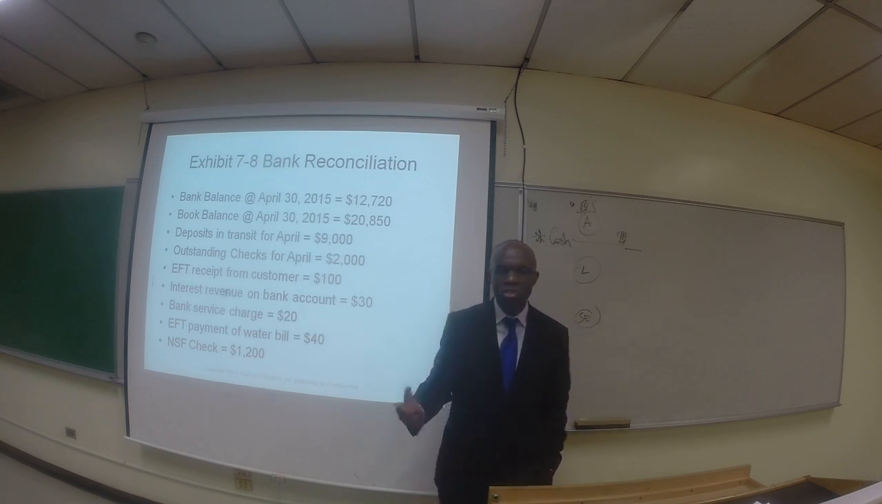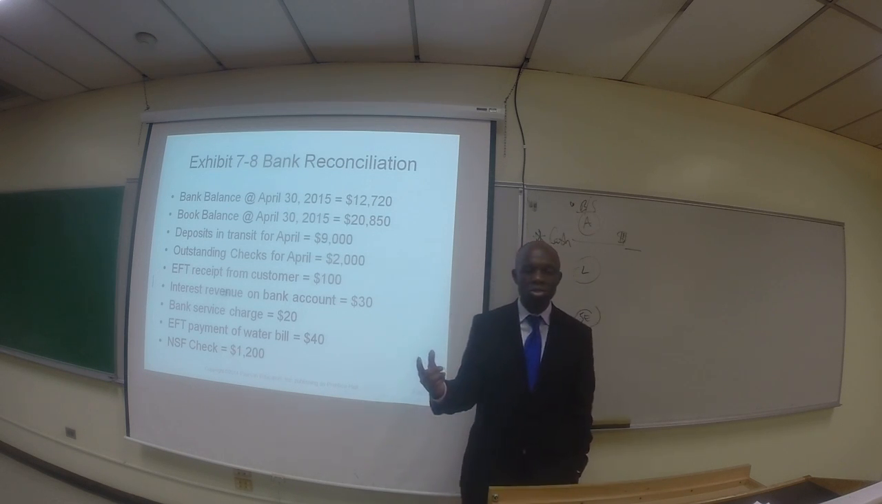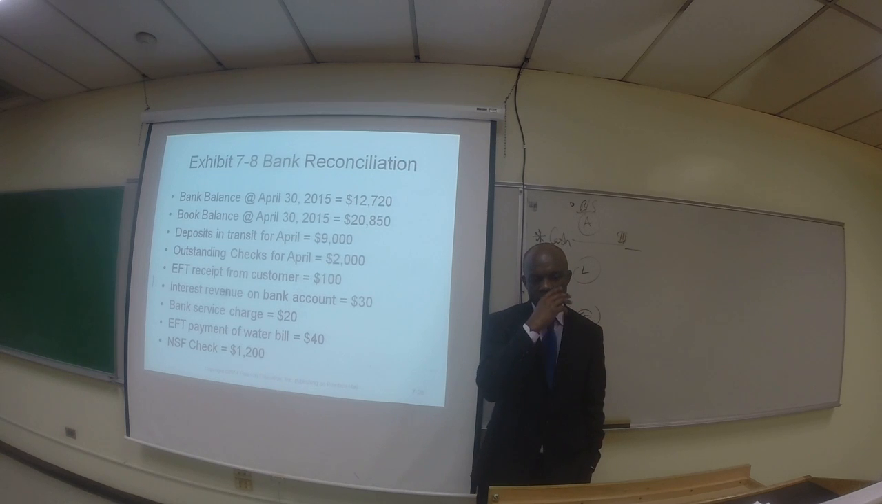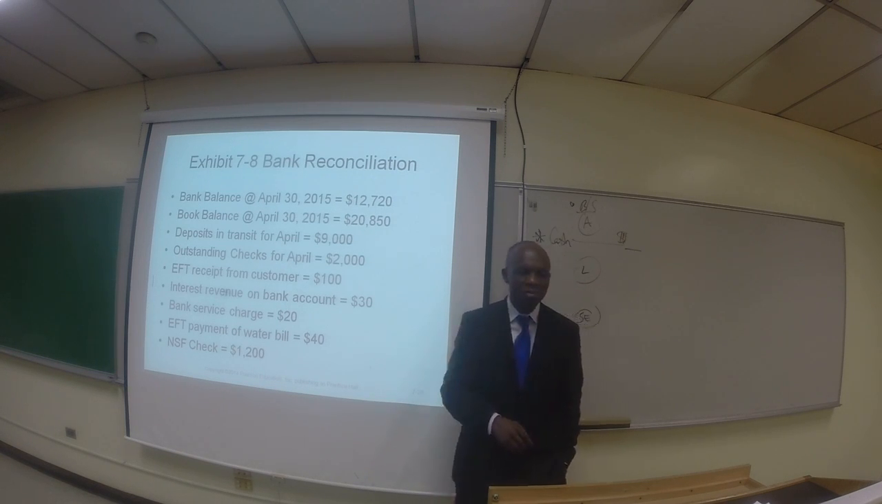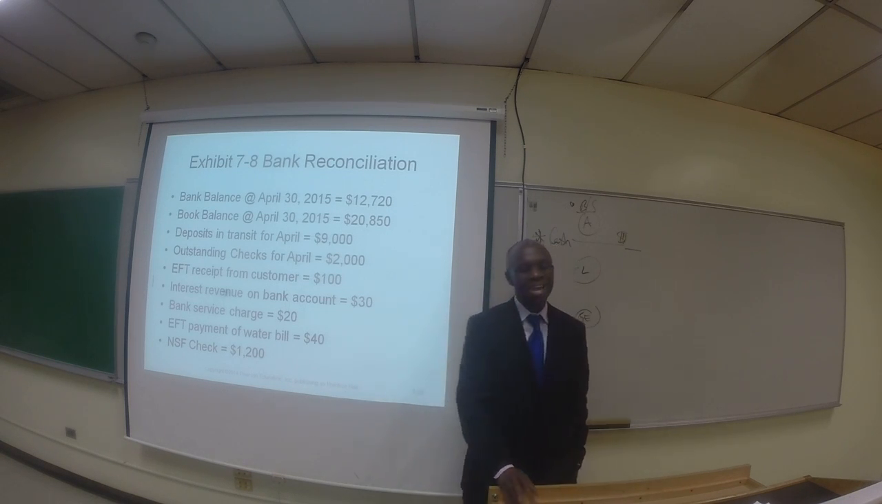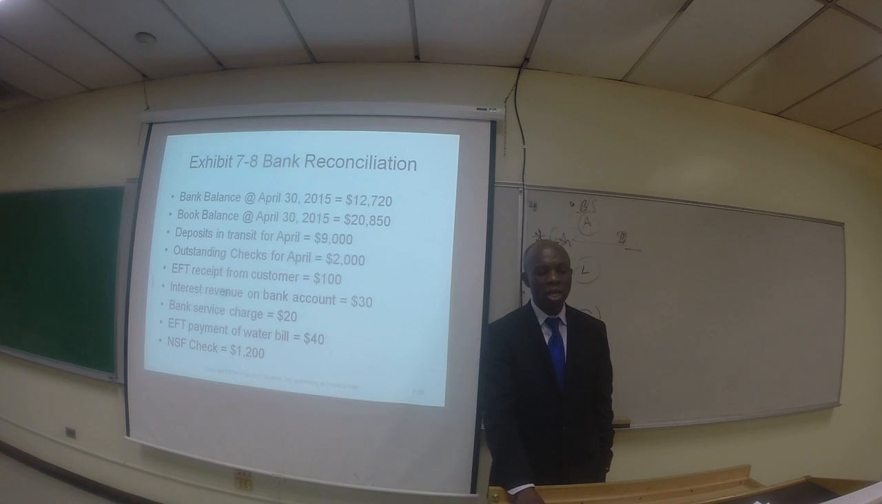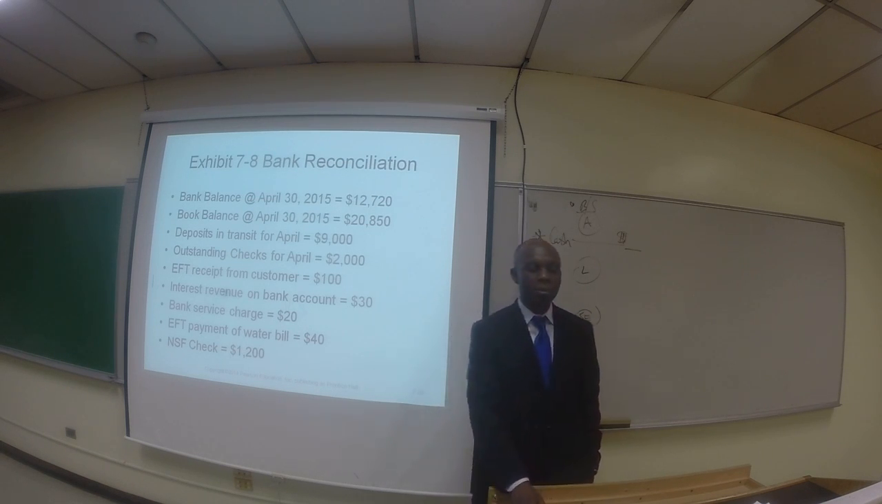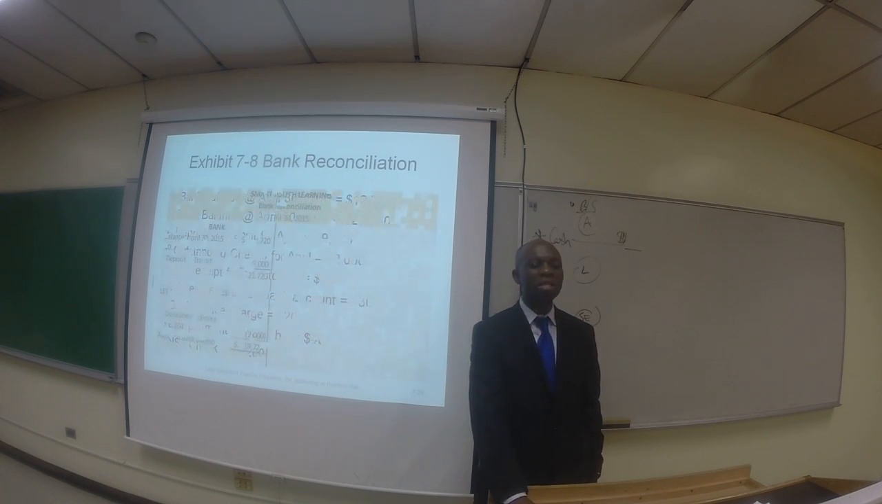So deposit in transit is 9,000. Outstanding checks, we already explained what those mean, 2,000. EFT receipt from customer is 100. Interest revenue on bank account is 30. Bank service charge is 20. EFT payment of water bill is 40. That is the payment that the bank made on our behalf. And a non-sufficient fund check is 1,200. So let's take a look at how this plays out.